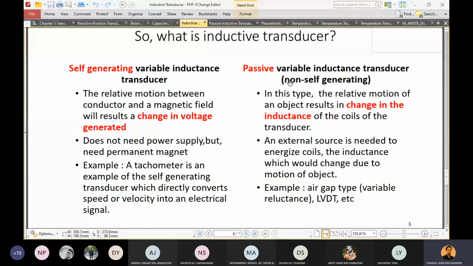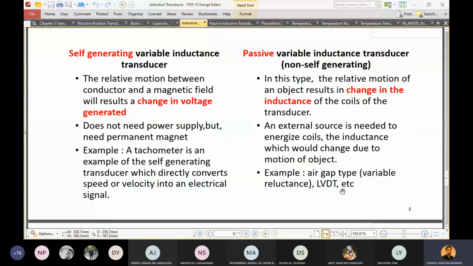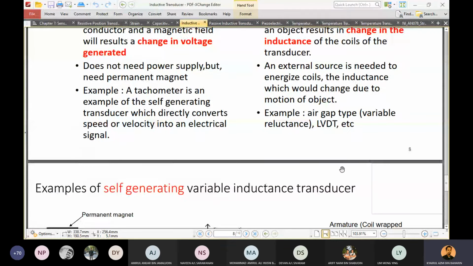And then we have passive. For passive, we detect a change in the inductance of the coil. For passive, we need an external source to energize the coil. Examples are variable reluctance and the linear variable differential transducer, LVDT.